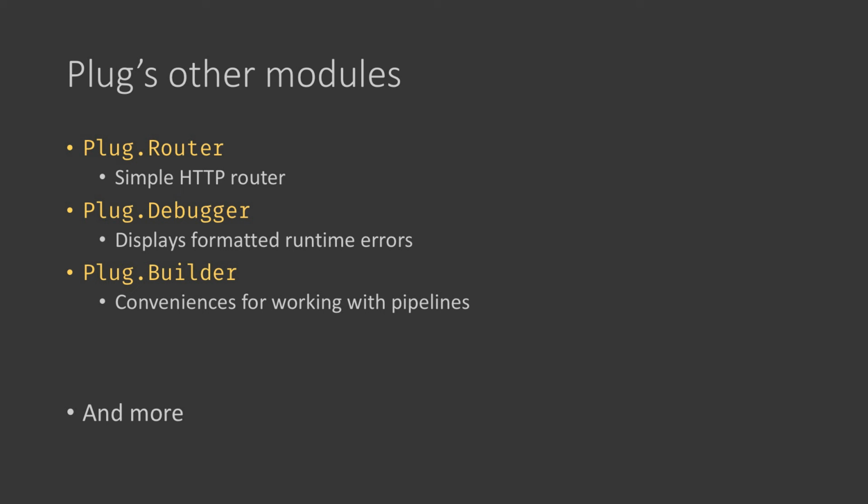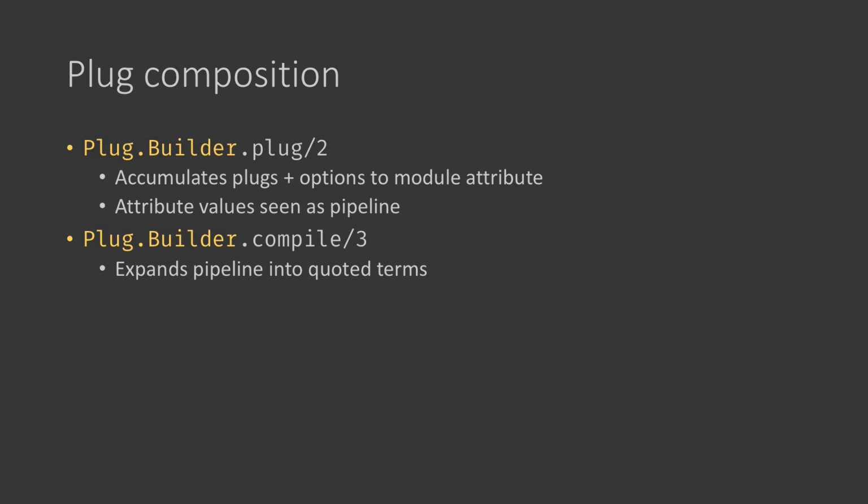All right. And with that, you've got two big forms that help you compose these plugs. You've got the plug macro, which accumulates plugs, and the attribute value that we'll touch on is the pipeline, right? It's just a list of these plugs. Whenever that module gets called, it will run through all of them as it was compiled. We'll see how that progresses from the call of the macro to the intermediate form in the module attribute, and then what it would be compiled to.